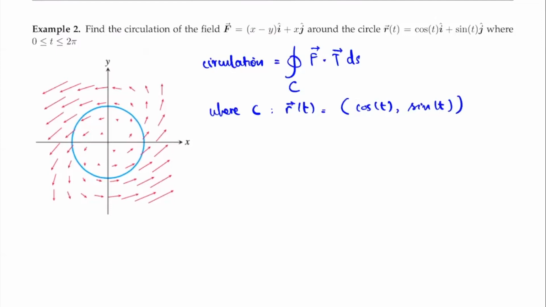So that's just the formula. Again, in practice, you use a different formula to calculate the circulation or the work done. You use the parametric vector evaluations. That is, the circulation is equal to the definite integral from a to b, in this case from 0 to 2 pi, of F dot with r prime of t dt.